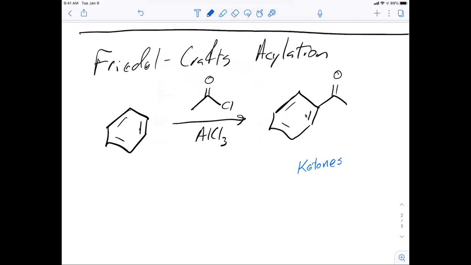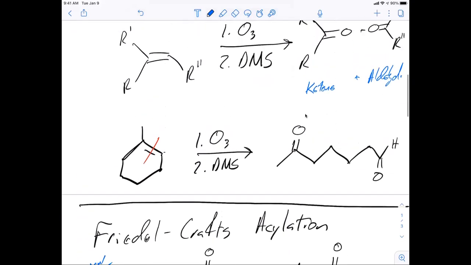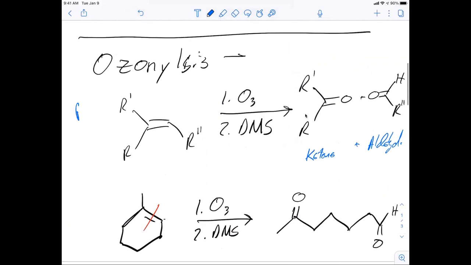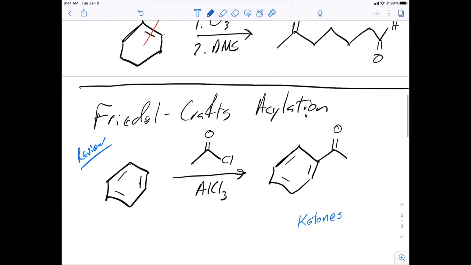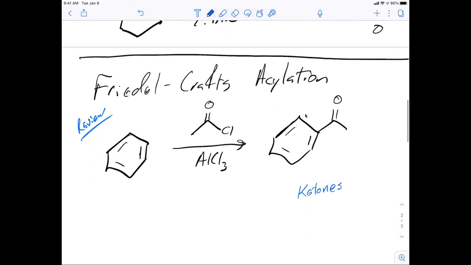And both of these are review. These are old reactions. So you've got the hydrations of the alkynes. You've got the oxidations of alcohols, ozonolysis, and Friedel-Crafts acylation. All of those are old reaction synthesis. Questions about these?